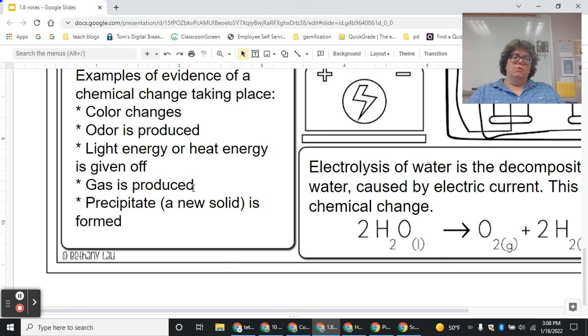There might be a gas produced, so there might be bubbles. You mix vinegar and baking soda, you get bubbles, right? That's because a chemical reaction is happening. It produces that gas. Or a new solid is formed, right? You might mix two liquids, and because of the chemical reaction that happens, you end up with a solid. That's called a precipitate, but it's a new solid, something that is chemically completely different, right?